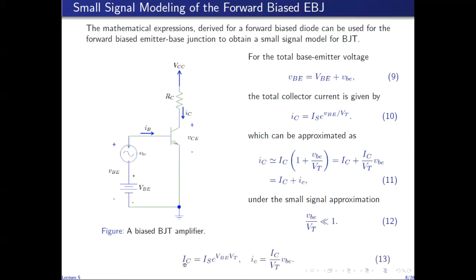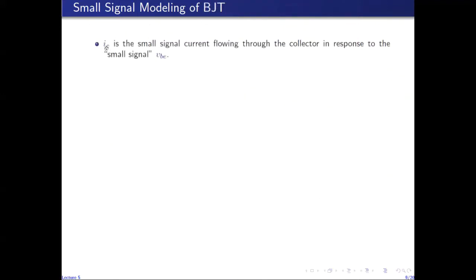So, like I said, this capital IC is the contribution, the response of the transistor due to the DC bias, and this small IC is the response of the transistor due to the small signal. So again, this is the small signal approximation, and under this approximation, the AC signal at the input, VBE, is called a small signal. So this is the small signal voltage, and small IC is the small signal current flowing through the collector in response to the small signal voltage.